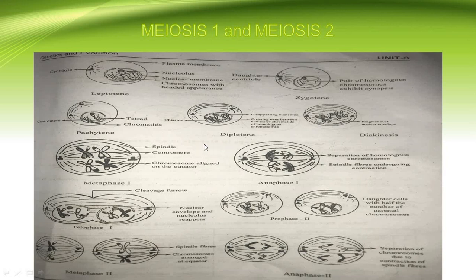Then in the diplotene, the nuclear membrane and the nucleoli will begin to disappear. Crossing over is taking place between non-sister chromatids. Just now I have shown the chiasma formation, which helps in the exchange of genetic material. Then we have diakinesis, the substage of prophase 1 of meiosis 1.